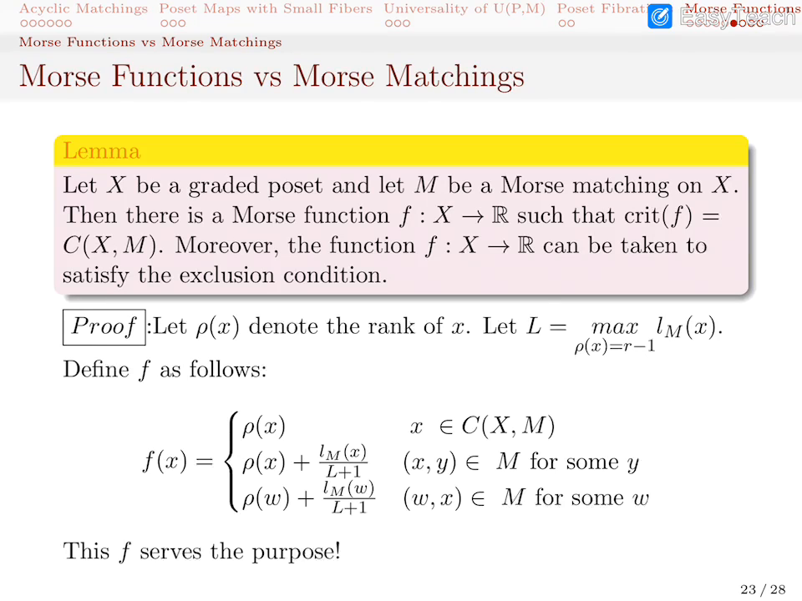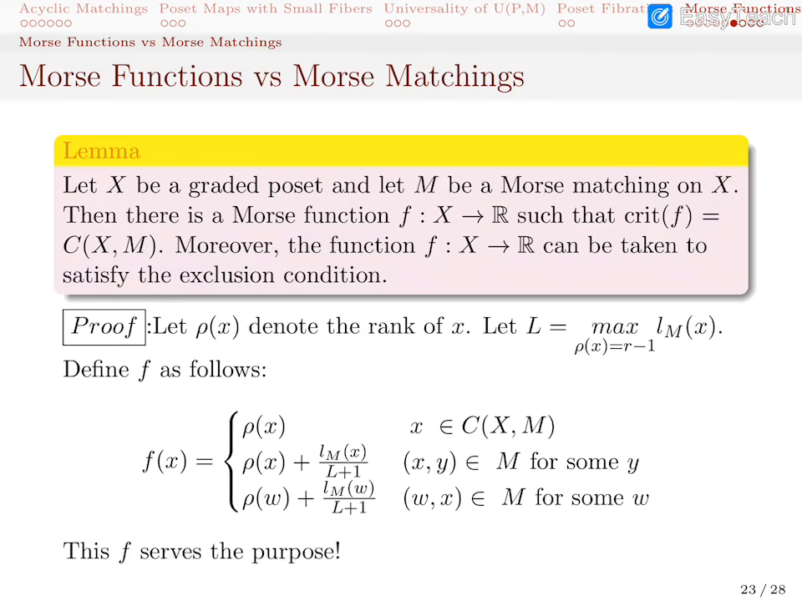So next I have a lemma. It says that if X is a graded poset and M is a Morse matching on X, then there is a Morse function f from X to R such that the critical values of f are the same as the critical vertices of the matching. And moreover, the function f can be taken to satisfy the exclusion condition. Here I won't go through the details, I will just define such a function that serves the purpose. So let rho of x denote the rank of x, and we define capital L to be the maximum over l_M(x) over all x having rank r minus 1.